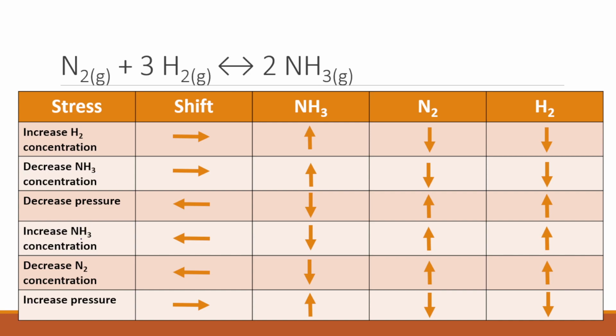Increasing the amount of NH3 by putting more NH3 into this container, we are making it so that the NH3 collides more frequently. We're speeding up the reverse reaction. So we're going to shift towards the left. We're going to make N2 and H2 faster than N2 and H2 combine to produce NH3.